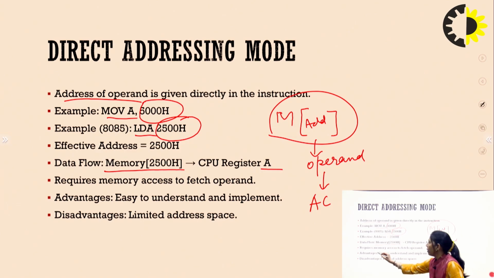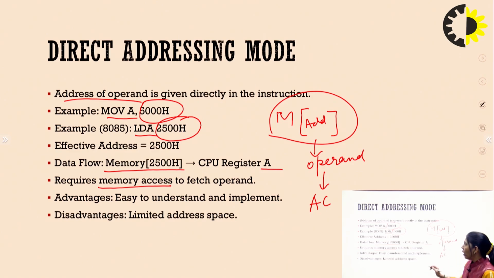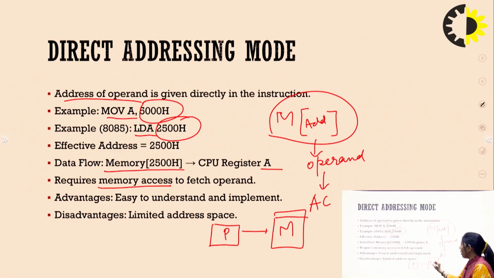So it requires memory access. Earlier, in the immediate mode, memory access was not required, but now the processor needs to address the memory as well. The processor will reach the memory, and wherever the location 2500H is, it will bring this operand for execution. It will fetch this operand from that particular location and execute the instruction.